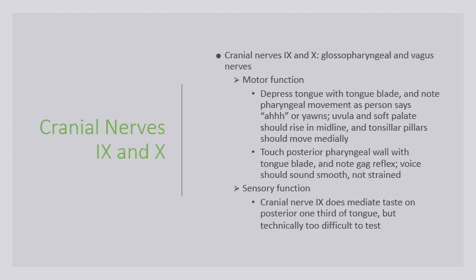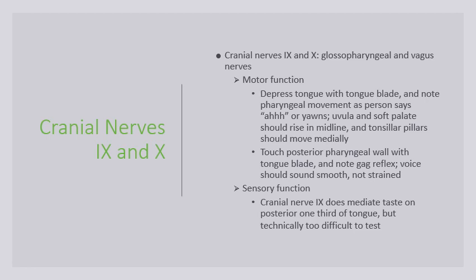Cranial nerves 9 and 10 are glossopharyngeal and vagus. For motor function, you're going to depress the tongue with the tongue blade, and then the person should say ah, or even if they yawn. The uvula and the soft palate rise. It should be symmetrical, and the uvula should be midline.